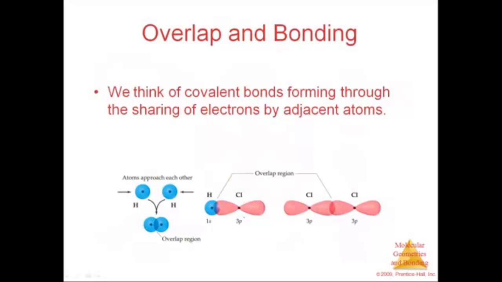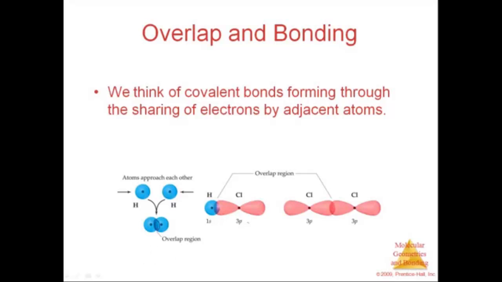Okay, so let's talk about what happens when atoms bond in terms of their overlap. When we think about covalent bonds, they form by sharing electrons of adjacent atoms. Here we've seen this diagram where the hydrogen atoms come together, and as they do, they reach this point of lowest energy where they overlap, and we say the electron pairs are there.